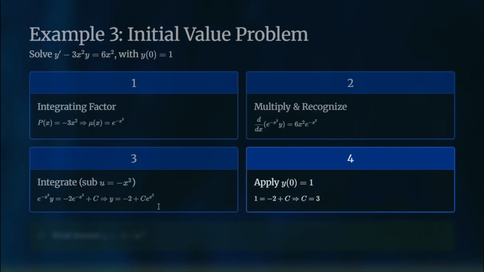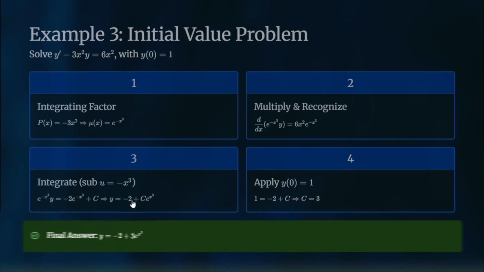Now let's use our initial condition. y of 0 equals 1, meaning when x equals 0, y will be equal to 1. So if we substitute y for 1 here and x for 0, 1 will be equal to negative 2 plus c. Solving for c, c will be equal to 3. So our final answer will be y equals negative 2 plus 3 e to the power x cubed.